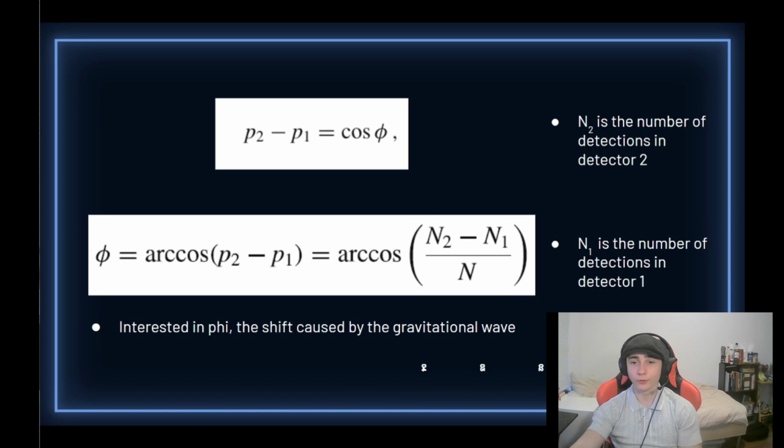We can then solve for phi by subtracting the two probabilities and rearranging the equation. This gives us phi equals inverse cos of p2 minus p1. Furthermore, for n number of experiments, the counts in detector 1 and 2 are defined as n1 and n2. We can then estimate the probabilities p1 and p2, yielding a more practical form to calculate the phase shift: phi equals inverse cos of (n2 minus n1) over n.